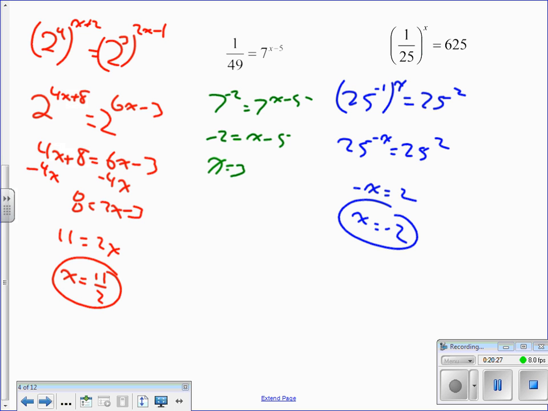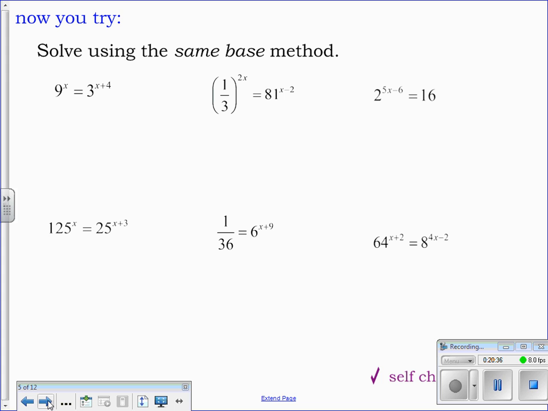I could have done it with powers of 5, and I would have still got the same answer in the end. I still would have gotten x equals negative 2 in the end. Your turn.